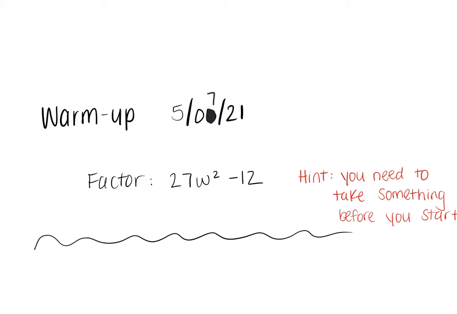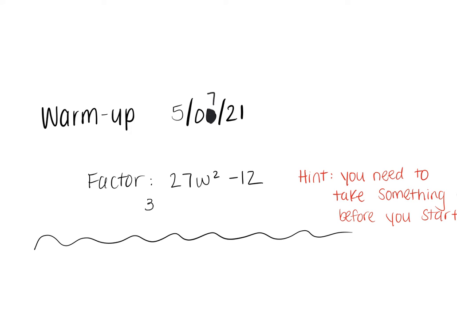But when we look at the 12, is there something that we can square to give us 12? No. Is there something we can square in 27? No. So this is why I wrote that hint. We have to take something out before we can do what we need to. What is a greatest common factor between 27 and 12? Carlos? 3. Very good. So let's pull out that 3.